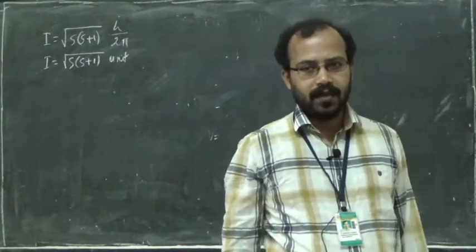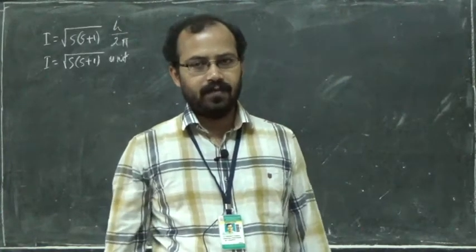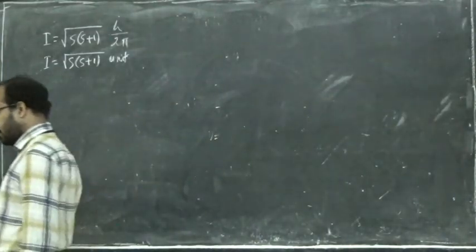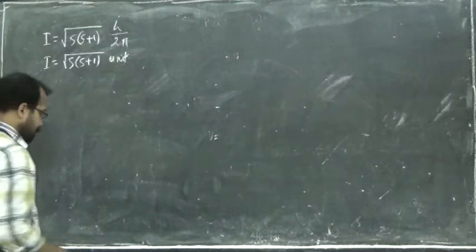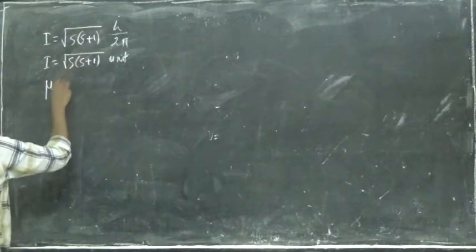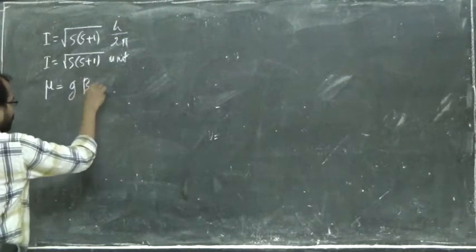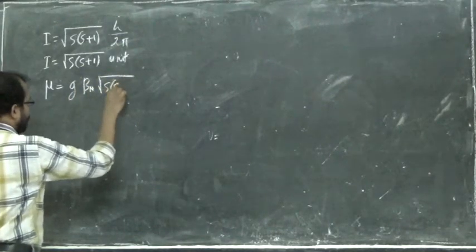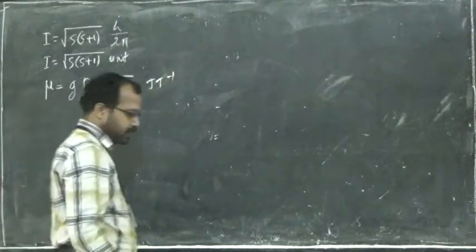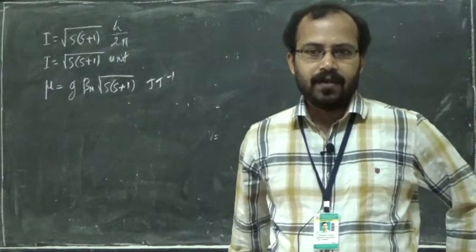Then we also learned that the spinning nuclei will have a magnetic dipole moment associated with them. The magnetic moment of the spinning nucleus, mu, is equal to G beta n into root of s into (s plus 1), in joules per Tesla. That is the magnetic moment mu, and this is what we learned in the last class.